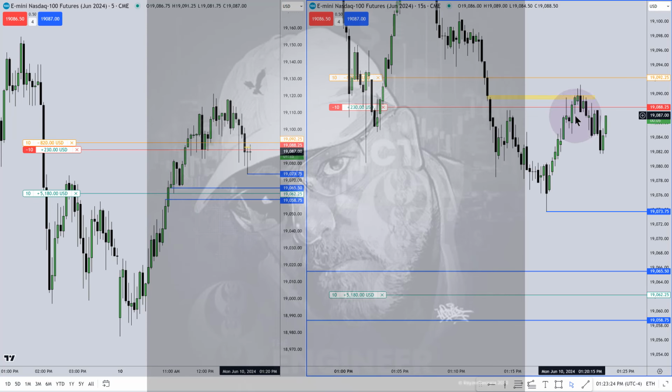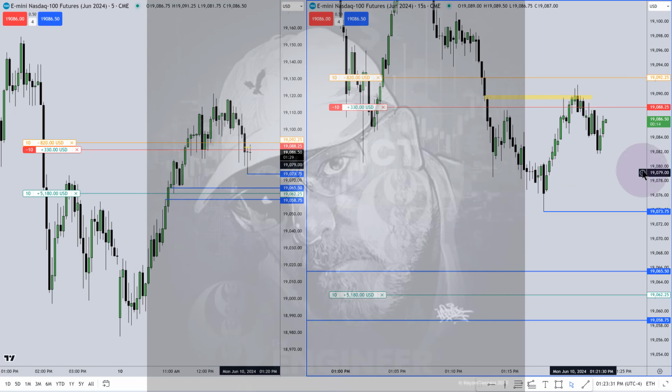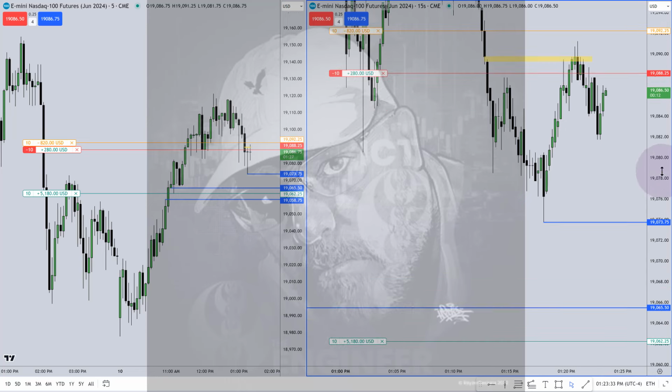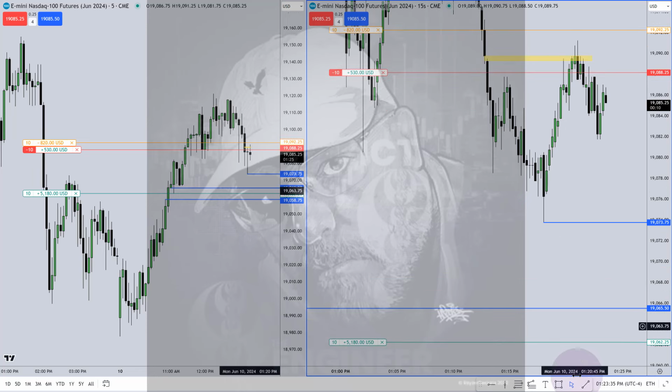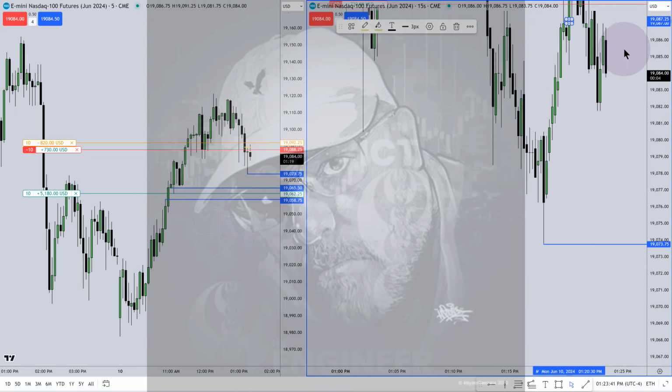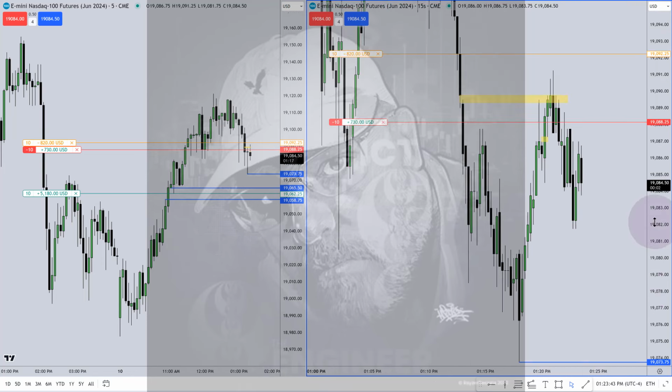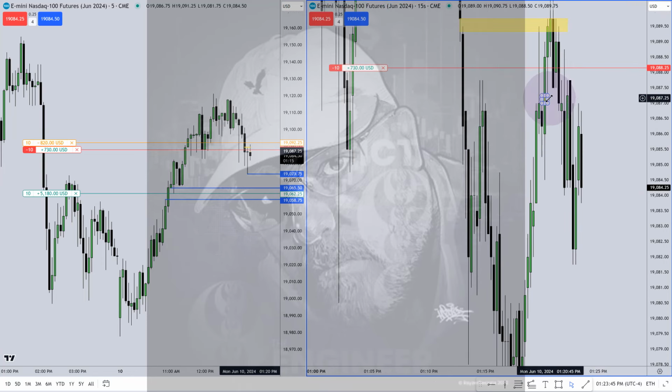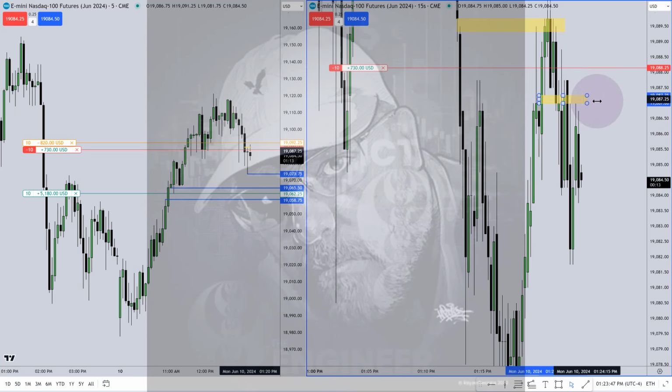One more attempt to get into this inversion fair value gap. I'll draw it out so you can see it. As you can see, it's very, very small. But that's all you need. You don't need depth of market DOM.